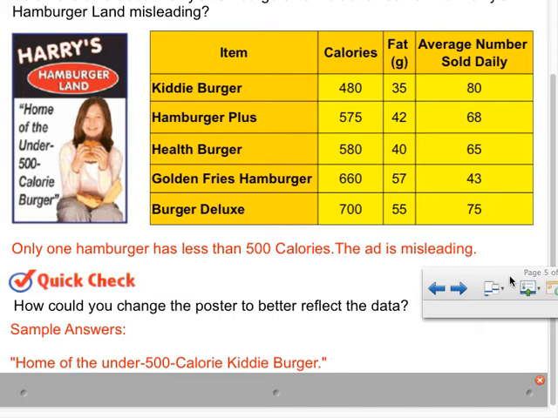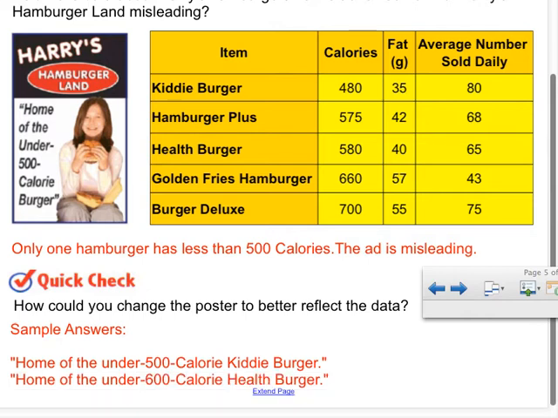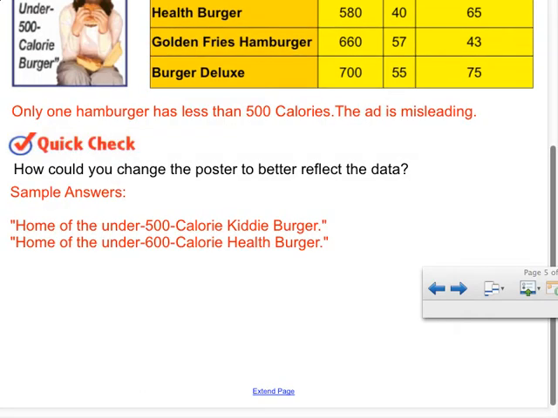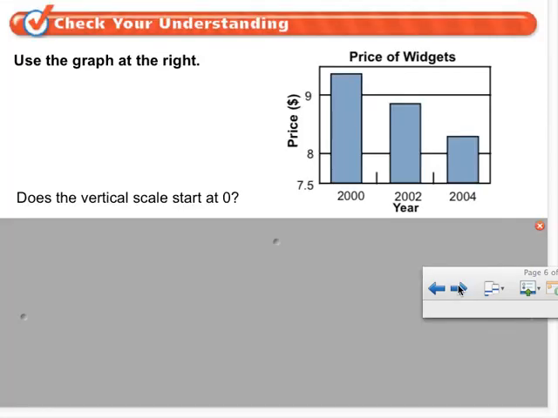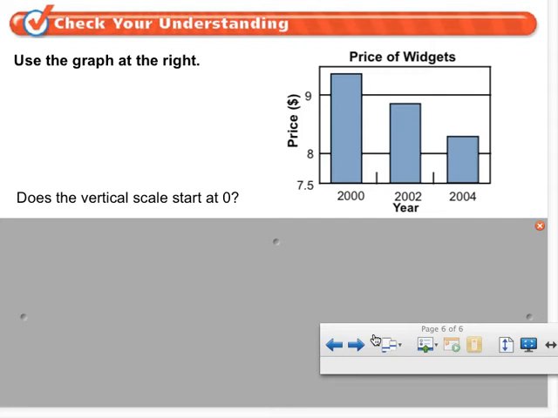Not all of our burgers are over 700 calories. You don't have to use the same name if you don't want. Home of the health burger. There you go. Home of the health burger. What else can we add into that? How many calories is that underneath? 500. I like what somebody just said. Home of the under 600 calorie health burger. Okay, shh. Almost done.